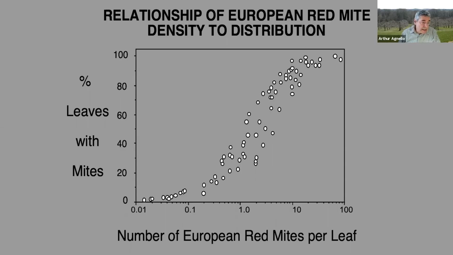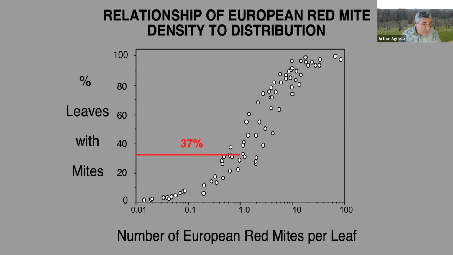Now, the need for a miticide to control European red mites can be determined from a sample of the mite population in the orchard. A sampling procedure is available that determines the number of mites per leaf based on presence on the leaves of intermediate age, which you can see follows a mathematical relationship.